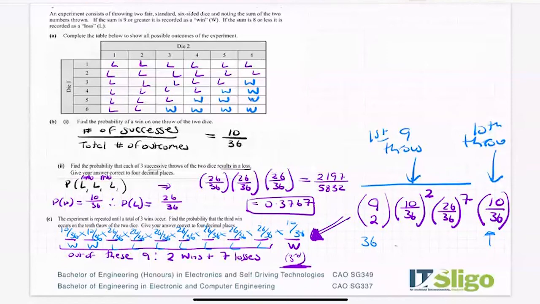Okay, so for this I am getting 0.0791. I don't know how many decimal places they want. 4 decimal places. Okay.